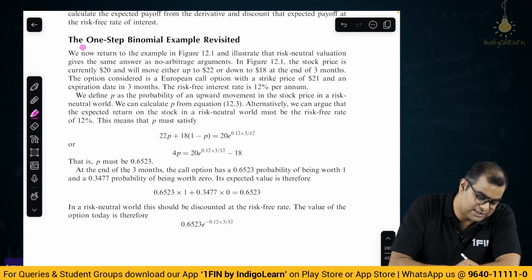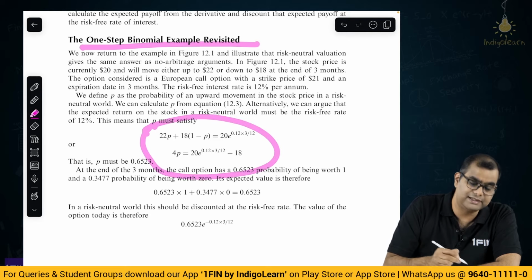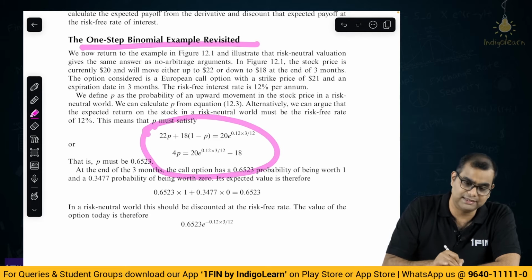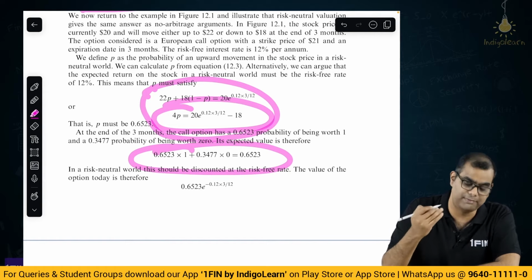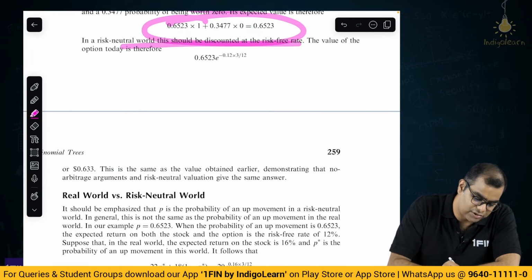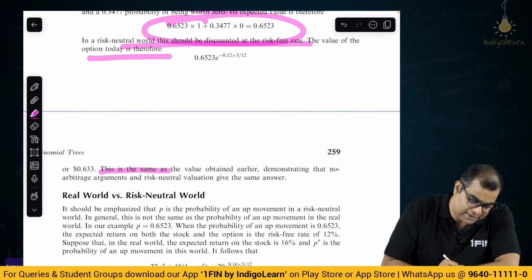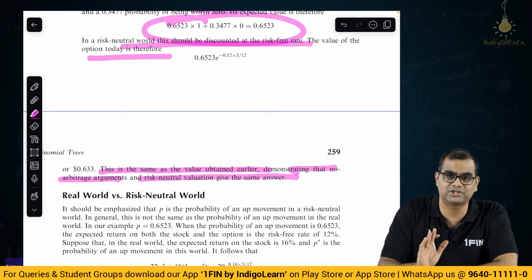Now, what have they done? The one-step binomial example revisited. So, they now have integrated this particular binomial model and this risk neutral valuation, wherein they found out the P value and then using the P value valued the option in the same way as we did in binomial. So, basically what it says is, and please note here, in a risk neutral world this should be discounted at the risk free rate, the value of the option is so and so. This is the same as the value obtained earlier, demonstrating that no arbitrage arguments and risk neutral valuation give the same answer. So, this is John C. Hull. So, basically they both are different. It is not that one is a subset of the other, but there is a strong linkage. Okay, there is a strong linkage.